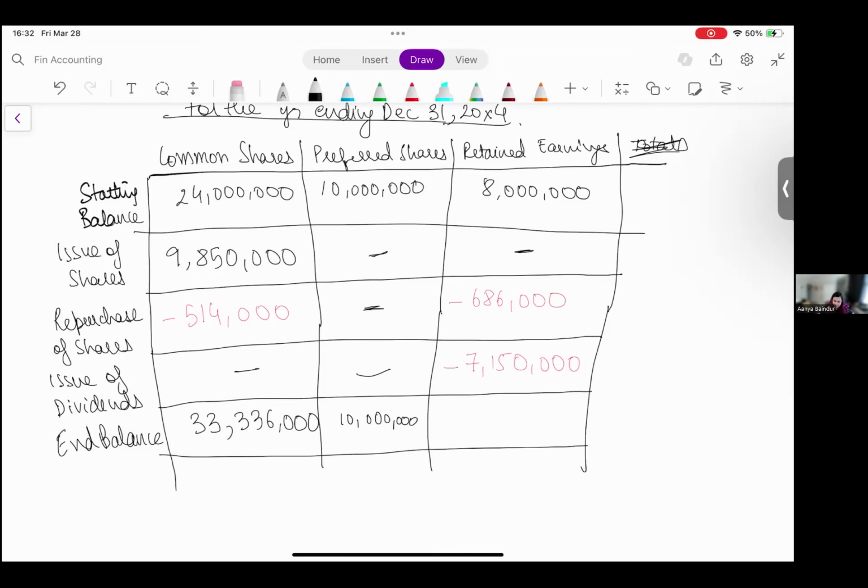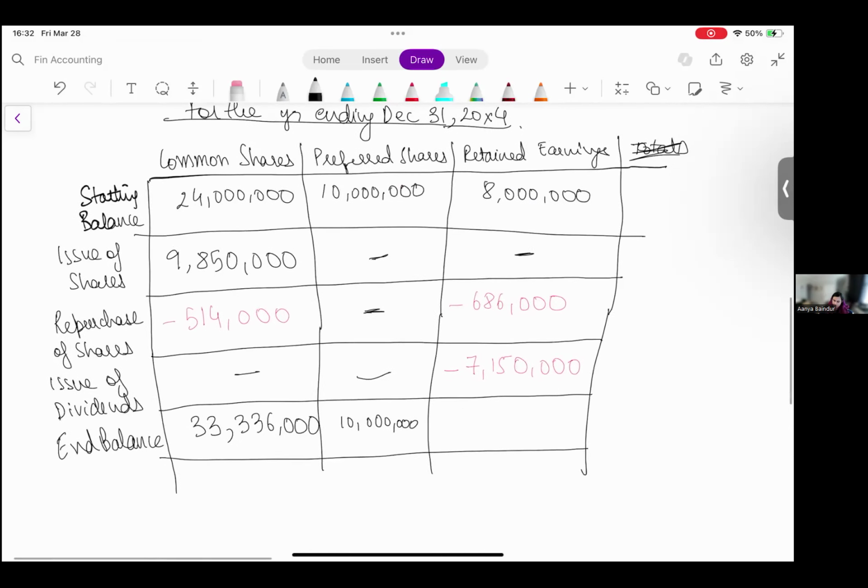8 million minus 686,123 minus 7,150,123, which gives us a total of 164,123. Perfect. Another change that could have possibly been included here would have been net income.